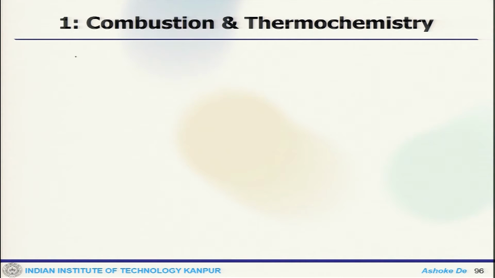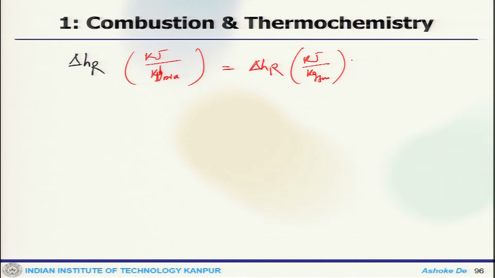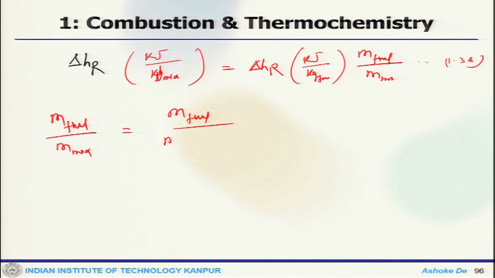So, one can also look at that. Per kg of mixture, that is delta HR, in kilojoule per kg of fuel, m fuel divided by m mix, where m fuel by m mix is m of air plus m of fuel, which is 1 by air by fuel plus 1.